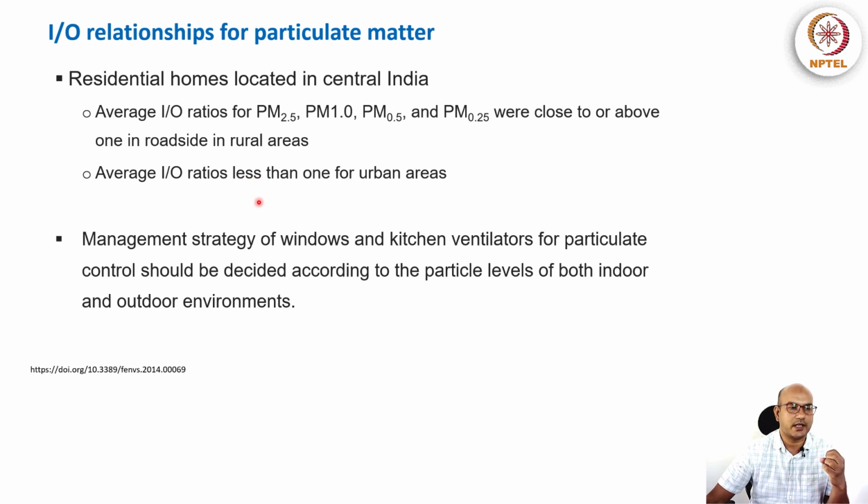So in general, our indoor to outdoor ratios are dependent on the ventilation conditions and the sources. So a good management strategy of windows and the kitchen ventilators for particulate control should be decided according to the particle levels of both the indoor and the outdoor environment. If outdoor is much more polluted, the opening and closing of windows has to be managed. And in a general sense, a lot of people already do that. If you think there is a lot of traffic, a person will more likely keep the window closed, otherwise dust or pollution will come in, and will open if there is less activity outside.